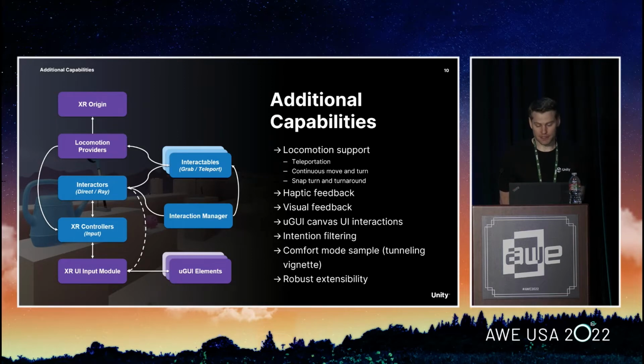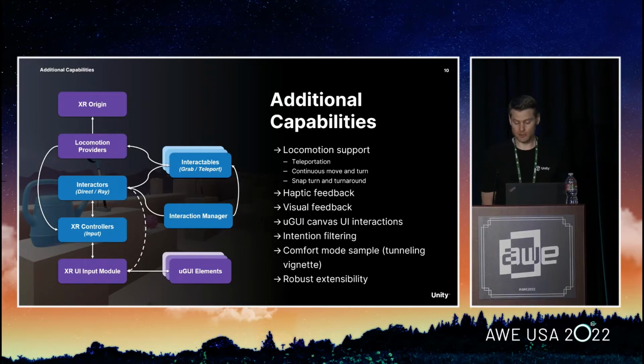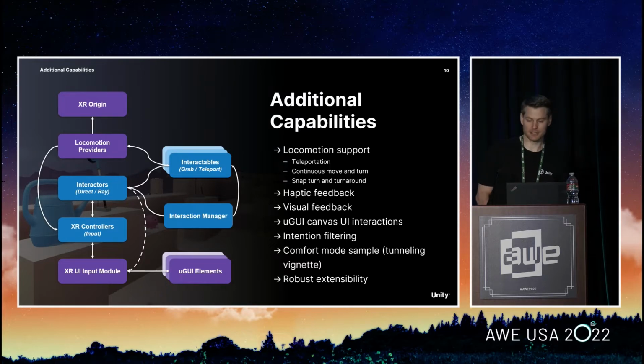So in addition to the base interaction components required to make interactive XR content, we've also provided some additional capabilities that we feel are absolutely necessary for most content that you wish to make. This includes things like locomotion support. We have built-in support for teleportation, continuous movement and turn using a thumbstick, as well as snap turning with customized angles for snapping, and of course the snap turnaround for quick turnaround.